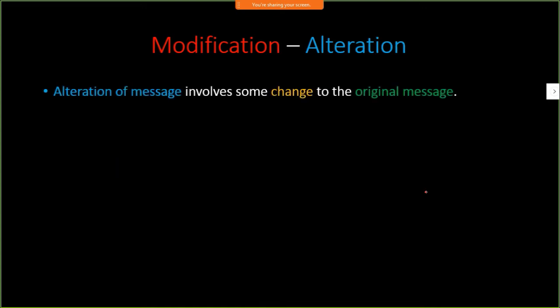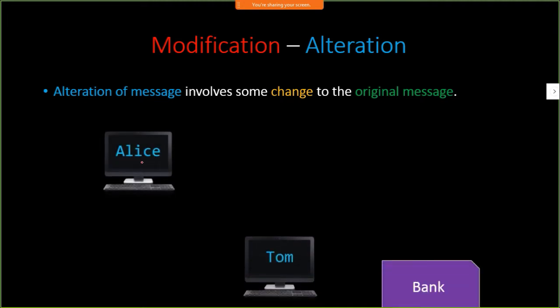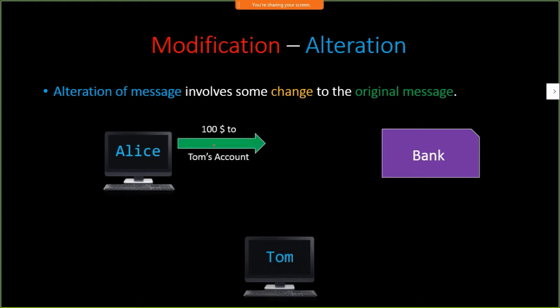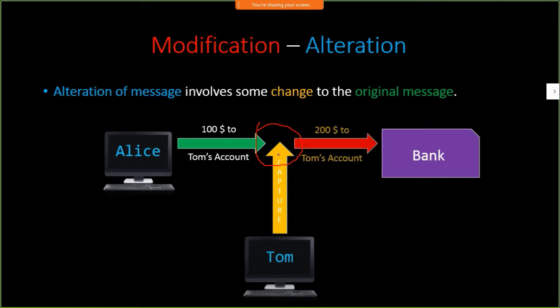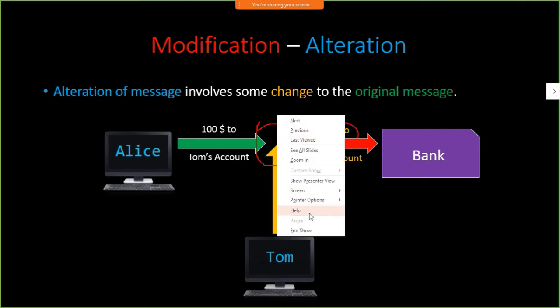What is alteration? Alteration of a message involves some changes to the original message. Similarly, with Alice, Tom and the bank, when Alice sent $100 to Tom's account, Tom blocked the message and captured it. Then Tom modifies the data and sends it to the bank, Tom's account $200. So the data is modified from $100 to $200. The whole data is changed in this process. That is called alteration.